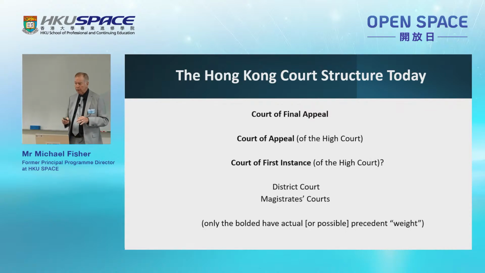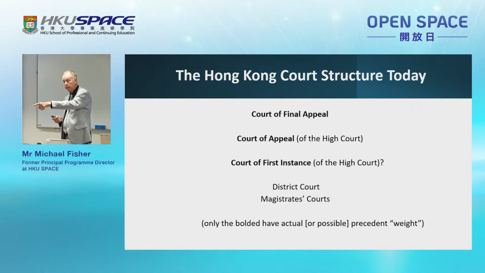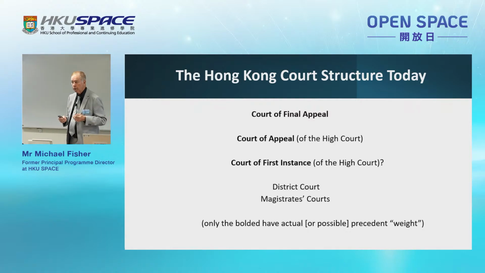All the lower courts have no precedent weight. Take the District Court, for example. You're a district court judge, you make a decision; she's a district court judge, next week she makes a different decision, because these have no precedent weight. Only the top two, and maybe the third, have any precedent weight.